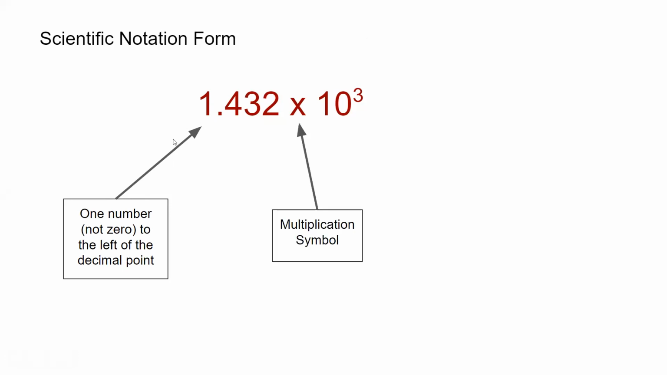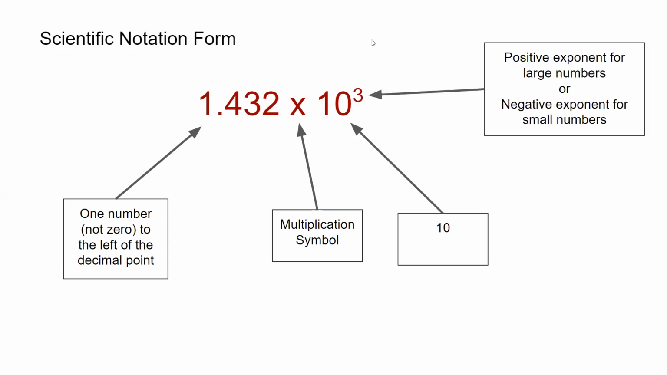Next, we're looking for a multiplication symbol. And finally, we have a 10 times 10 to some exponent. And that exponent is either going to be positive or negative. If the exponent's positive, it means we're talking about a large number. If it's negative, we're talking about a small number.